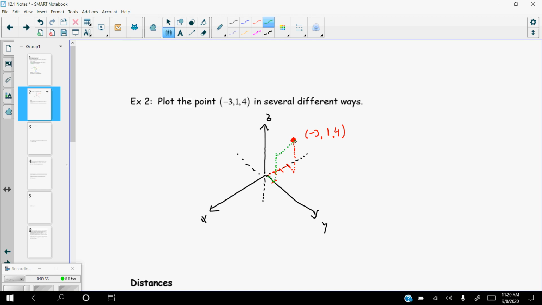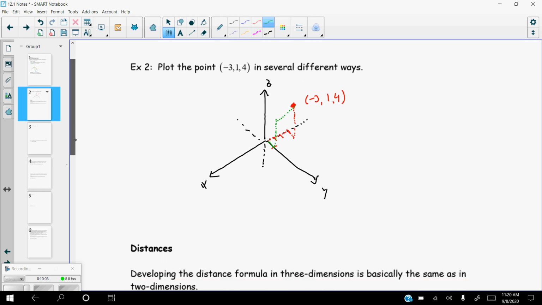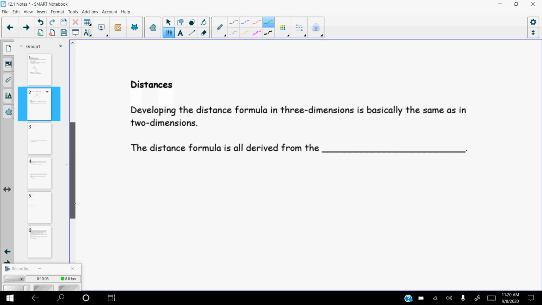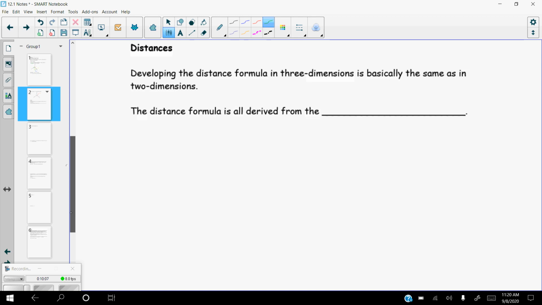Most of this class is going to be visualizing stuff in 3 dimensions. All right. So what is the point of starting off with all that? Well, we need some of that visualization to be able to talk about how to find distances in 3 dimensions. Developing the distance formula in 3D is basically the same as it is in 2 dimensions.